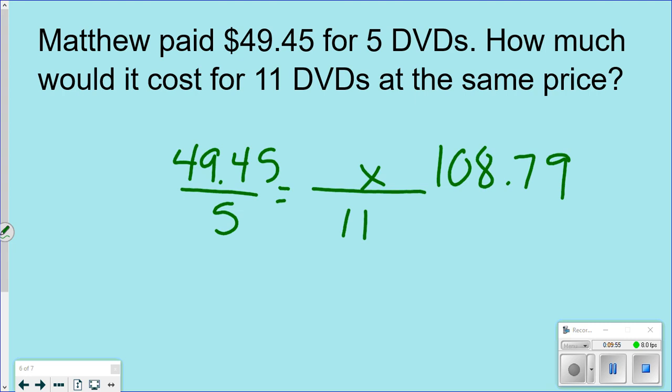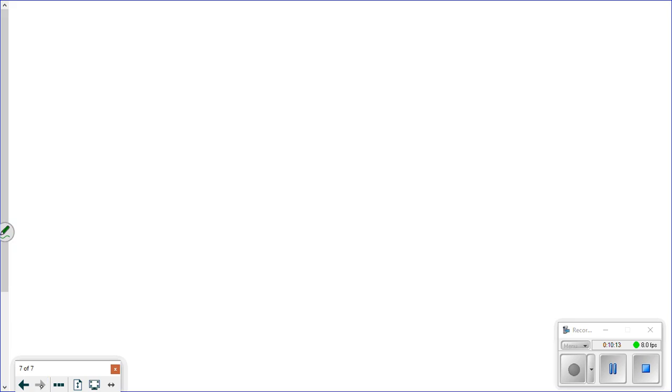Like I said before, I just want to talk about this one more time before I'm done. It does not matter what you put on top and bottom, as long as you have the same things across from each other. So you could have set this one up like this, and you would have got the same answer. As long as you set it up consistently in the same way on both sides of the proportion, it doesn't matter.